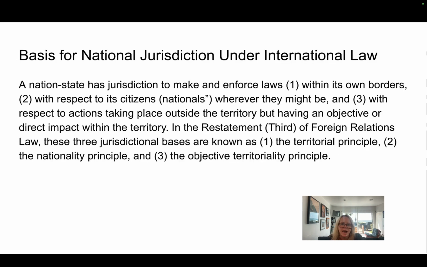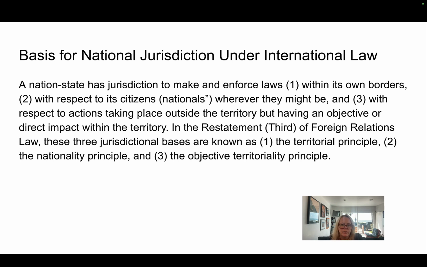A non-state has jurisdiction to make and enforce laws within its own borders, with respect to its own citizens, and with respect to actions taking place outside the territory but having an objective or direct impact within that territory. So basically what that means is, as a United States citizen, you are subject to United States laws wherever you go in the world. You are also subject to the laws of the place wherever you go. So if you go to a foreign country and do something that violates United States law, you can be prosecuted by the United States for that.